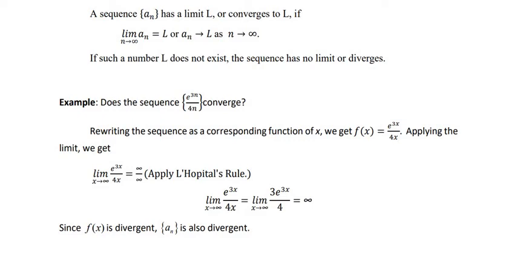To find the limit of this term, we will apply L'Hopital's rule. Then the limit as x tends to infinity of e^(3x)/4x is the limit as x tends to infinity of 3e^(3x)/4. This tends to infinity. This f(x), the general term, is divergent. Hence, the given sequence is also divergent.